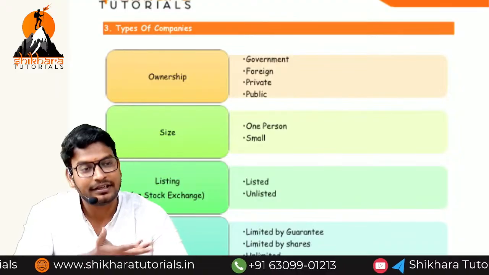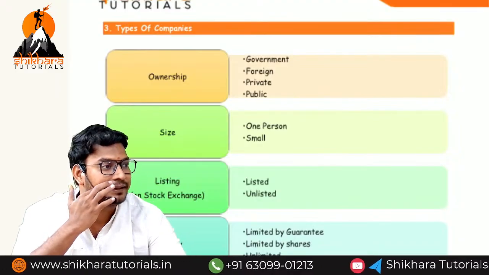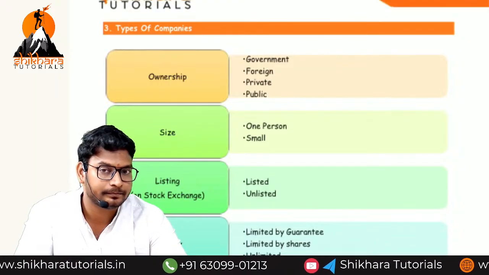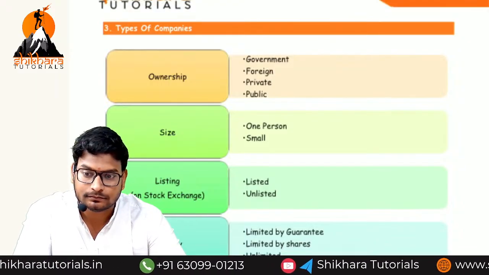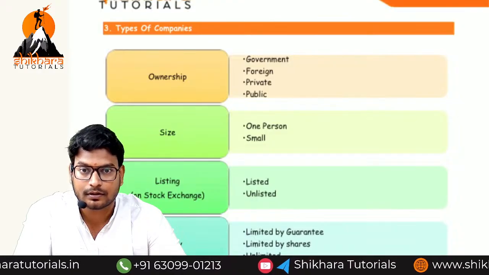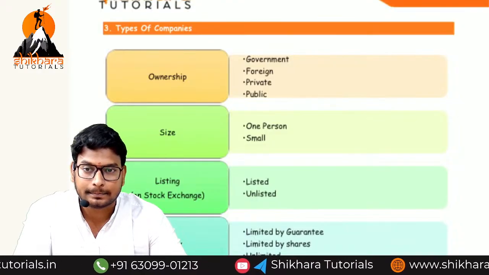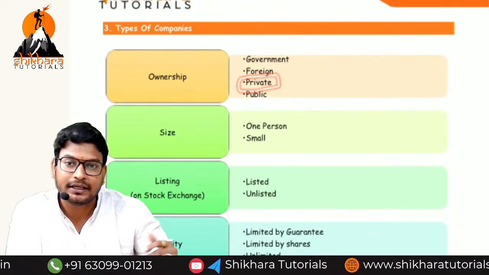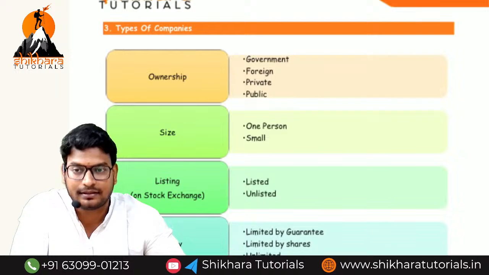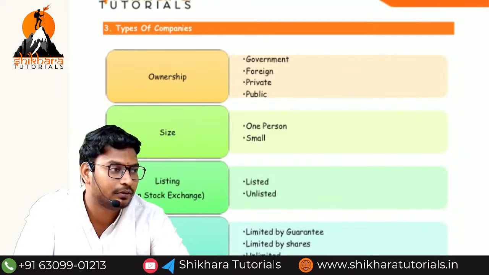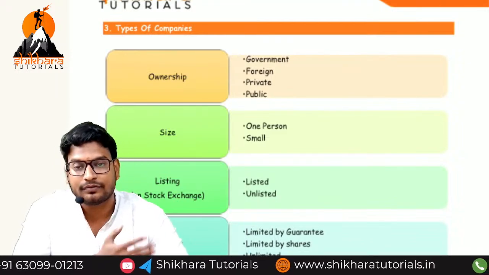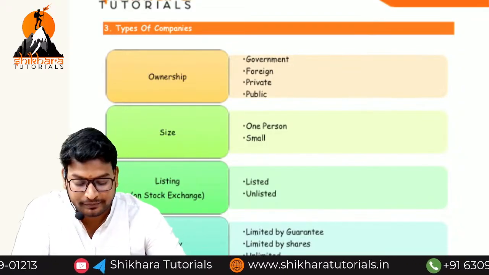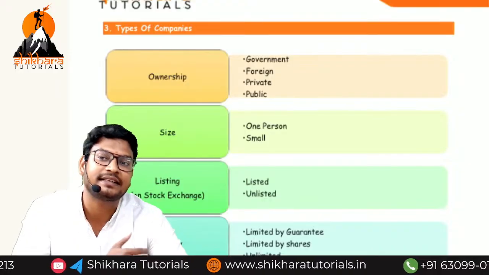Okay. Tell me, what is the difference between the private company and public company? A private company is limited to family members or that kind of group. No, the public is not allowed to buy the shares of the private companies. Okay, so it is only limited to certain people.